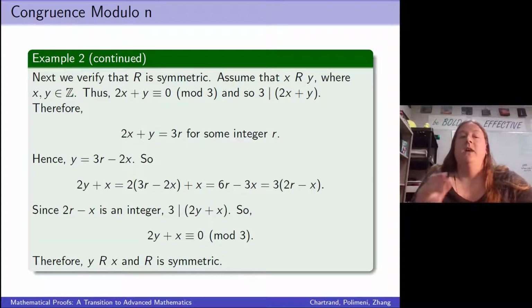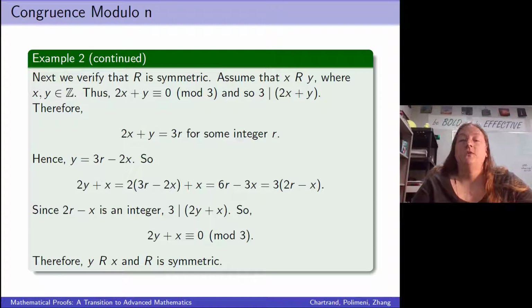Next, we need to verify that our relation is symmetric. So we're going to assume that x is related to y, where x and y are integers. So we have 2x plus y is congruent to 0 mod 3. So we have 3 divides 2x plus y. So therefore, 2x plus y equals 3r for some integer r. And we can solve for y and have y equals 3r minus 2x.